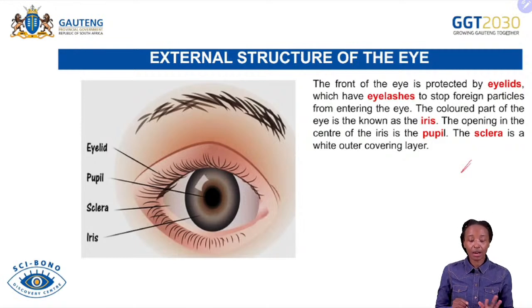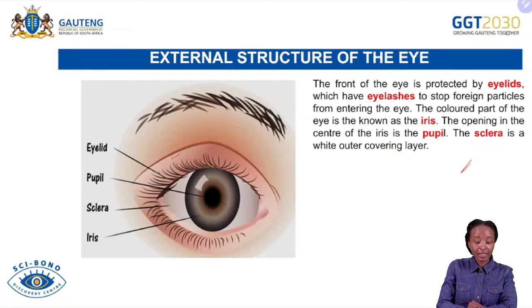So what you see on the outside, you're looking at the front that is protected by the eyelids. Here are the eyelids, the two layers of skin that cover your eye. And then there are eyelashes on the eyelids, as you can see, to stop the foreign particles from entering the eye. And then above the eye, we have this part here, which is called the eyebrow, which also prevents the sweat that is falling down from your forehead into the eye.